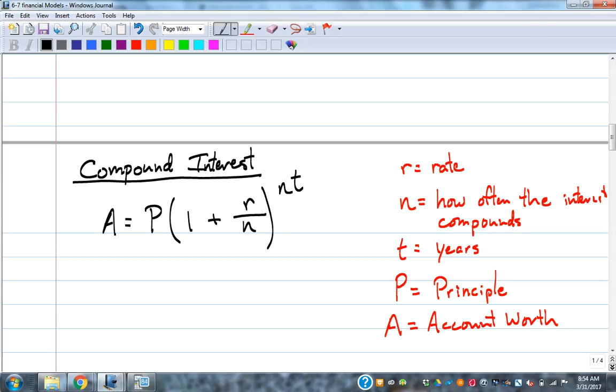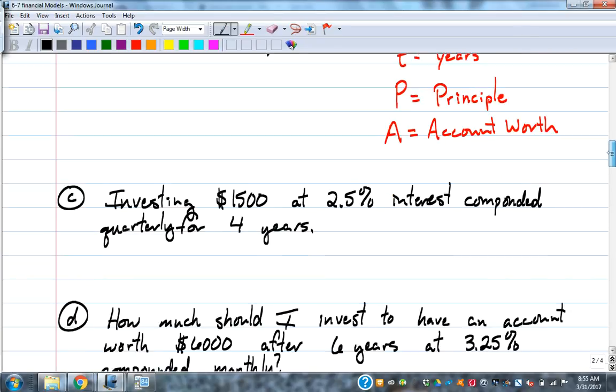T is going to be in years again. Again, with finances, T is in years. P is the principal investment. It's how much is in the account to start with. A is what your account is worth. It doesn't just figure the interest. It figures what the account is totaling at the end, that's where the 1 plus is in there. That's going to get you the principal plus whatever you're earning in interest. Okay. So let's apply this a little bit.